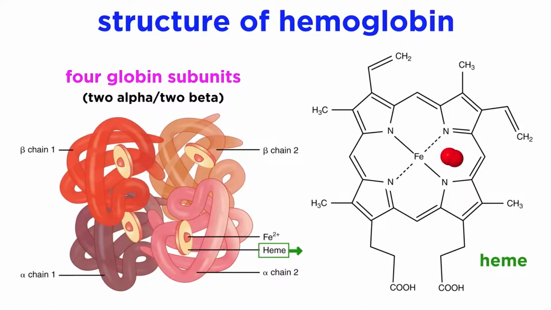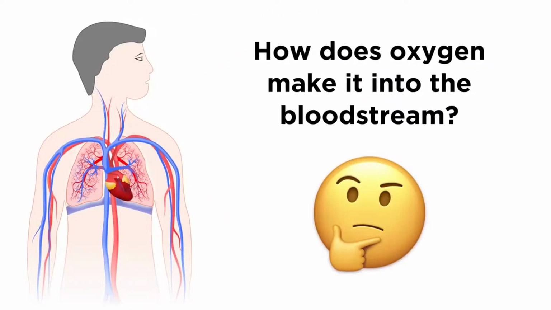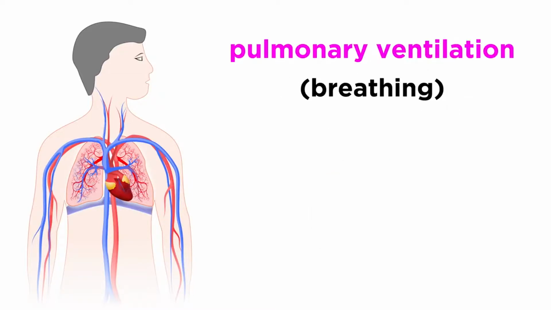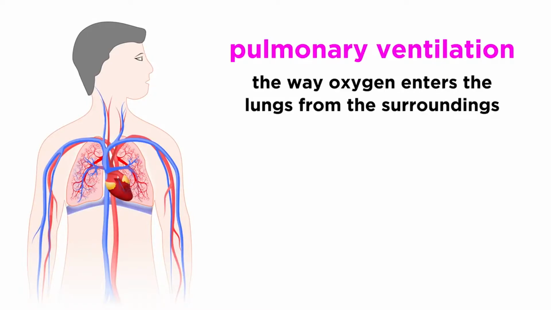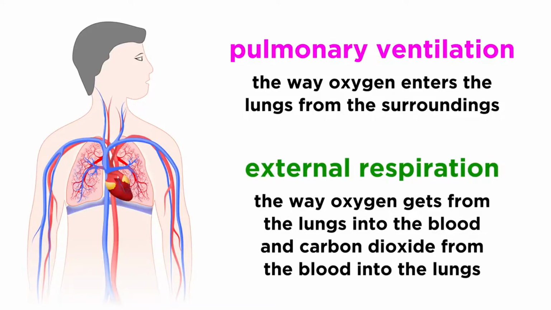There, we learned about how oxygen can bind to hemoglobin and travel through the bloodstream, diffusing into tissue at capillary beds. But we also have to learn about how oxygen gets into the bloodstream in the first place. And for that, we need to understand pulmonary ventilation, also called breathing, whereby oxygen enters the lungs from our surroundings, as well as external respiration, which is how oxygen gets from the lungs to the blood, and how carbon dioxide gets from the blood to the lungs.